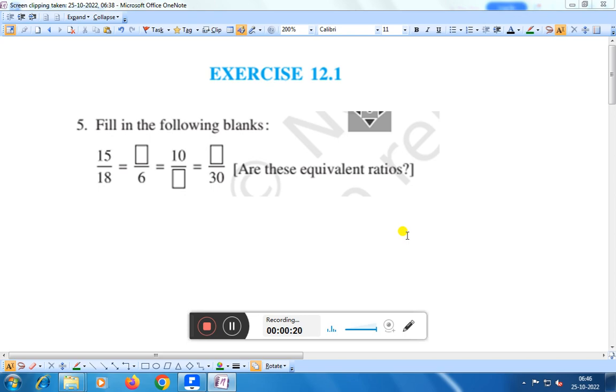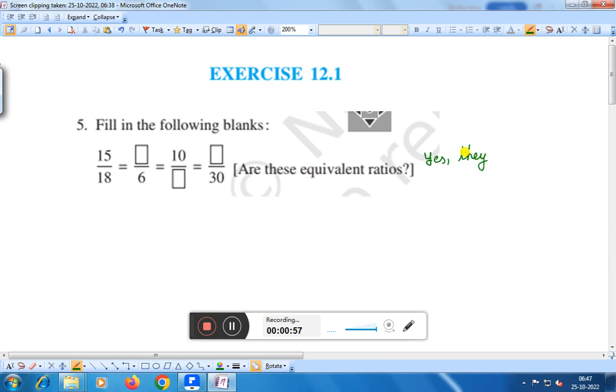In the introduction chapter, we found that if the ratios are the same, then they are equivalent fractions. Here you see, in all the ratios, the equal to sign is given. That means all the ratios are equal. If all the ratios are equal, then they are known as equivalent ratios, right? The question is, are these equivalent ratios? The answer is yes, they are all equivalent ratios.